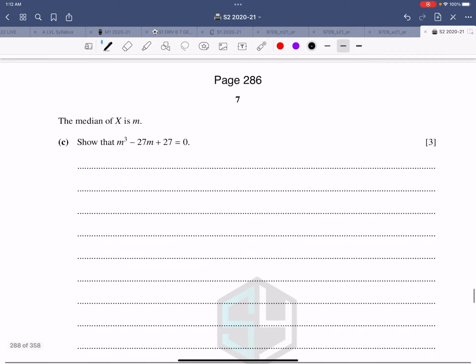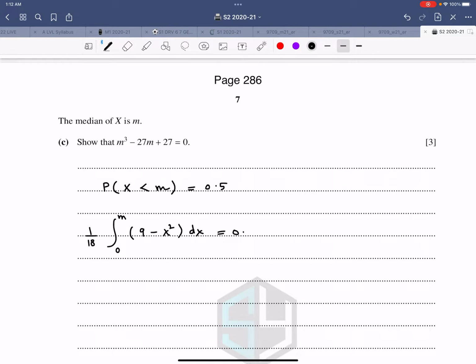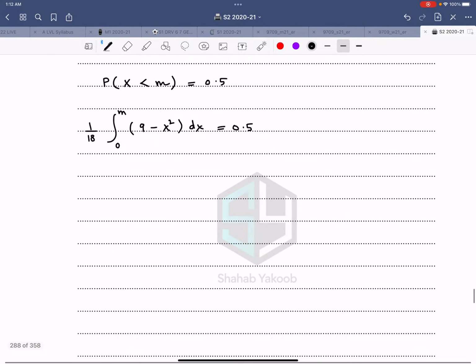Now the third thing: the median of x is denoted by m. Show that this thing is true. The rule for median is probability x less than m is 0.5. That means 1 over 18 is on the outside, lower limit is 0, upper limit is m, and the function is 9 minus x squared dx equals 0.5. This becomes 9x minus x cubed over 3 between the limits 0 and m equals 0.5.